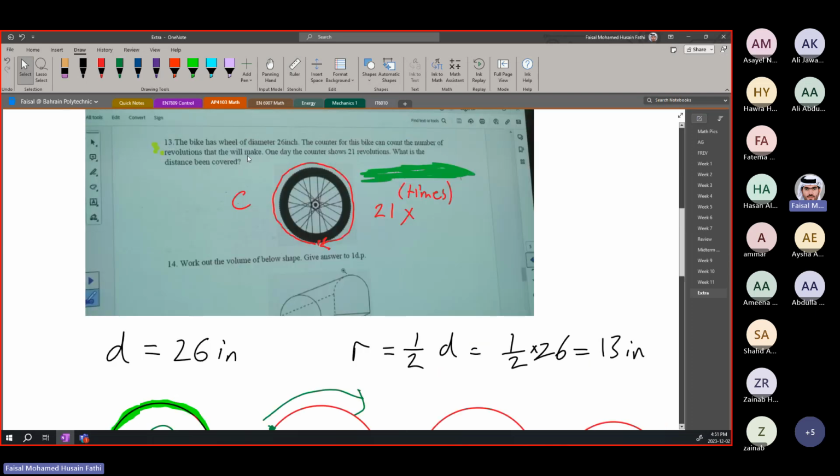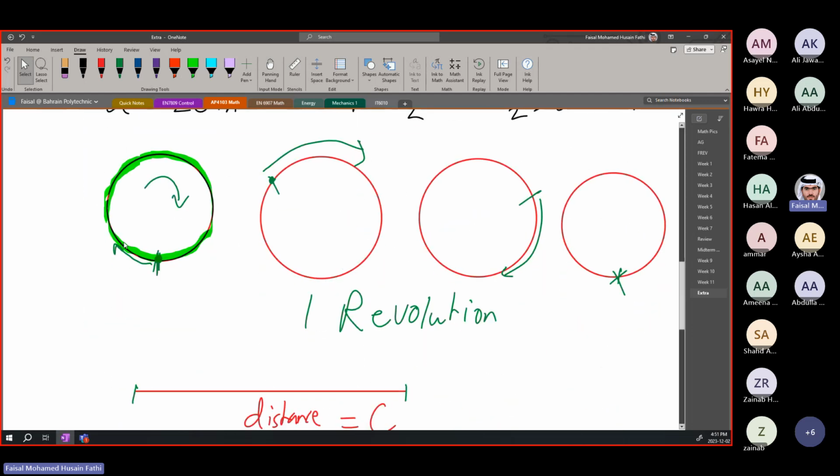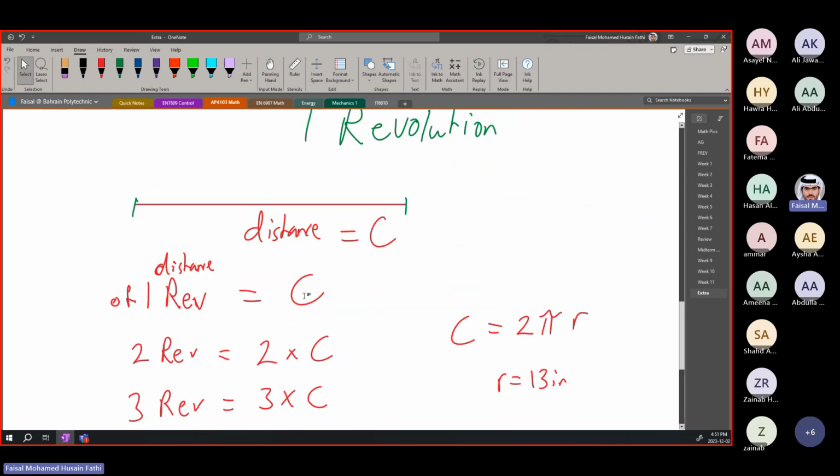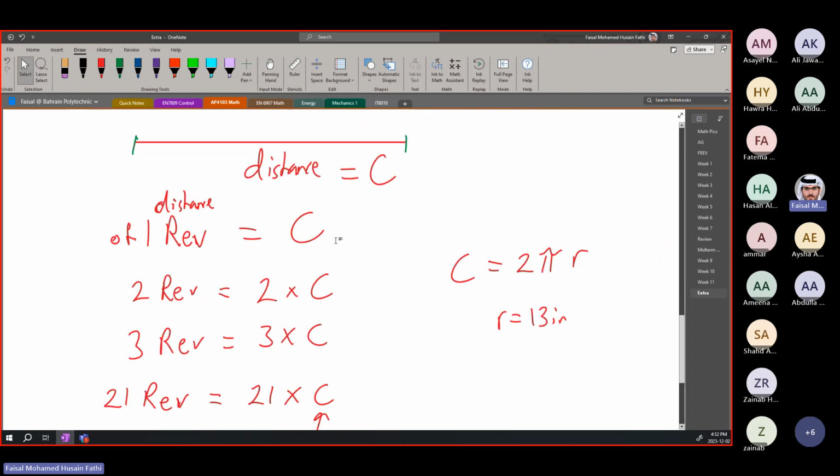The counter for revolutions, basically, there's a counter that shows you how many revolutions the tire makes. And one day the counter shows 21 total revolutions. What does revolution mean? Revolution means how many times it goes a complete full circle. The distance of this full circle is equal to the circumference. Okay? The circumference, we know its equation is 2 times pi times r.